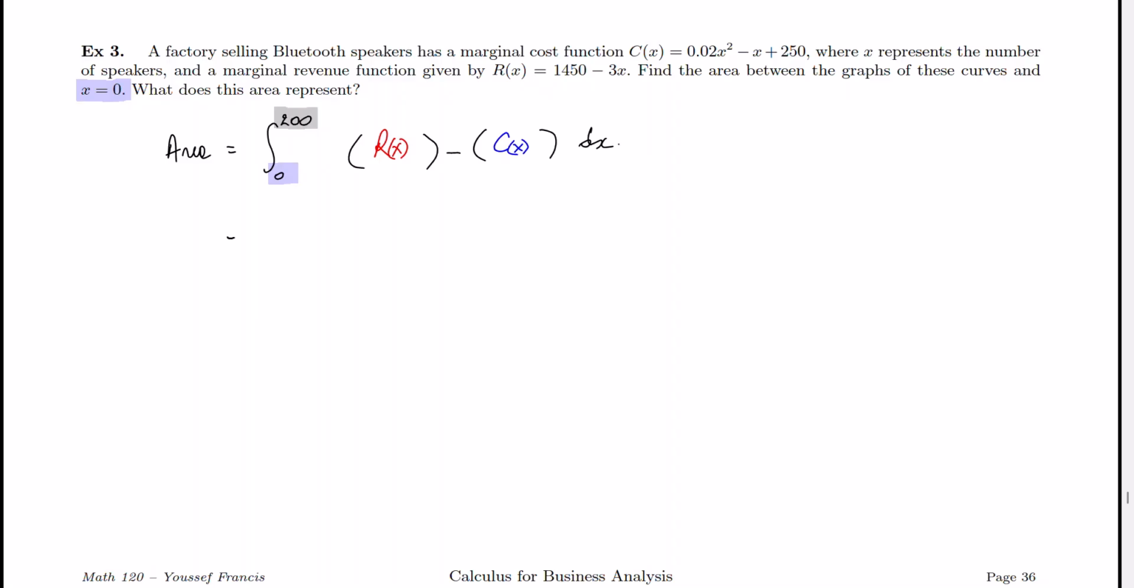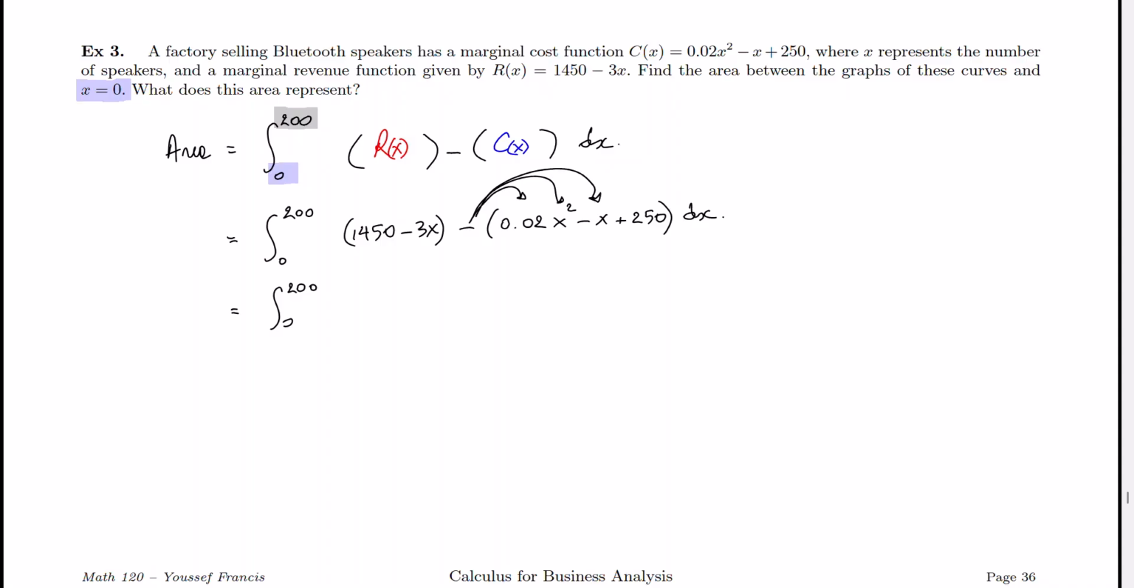So now let's go ahead and replace the R of X and the C of X with the actual values. R of X is 1450 minus 3x. The C of X function is 0.02 x squared minus x plus 250 with respect to x. So let's first get rid of the minus by distributing it to the second parentheses. So we'll do that next.